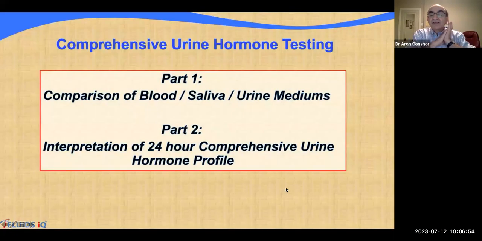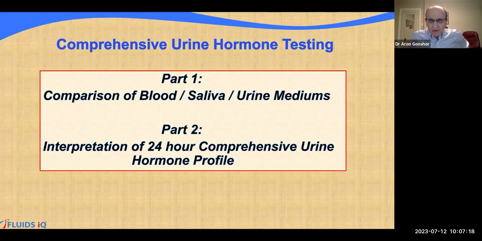The comparison of blood, saliva, urine. What are they as various mediums, looking at what their advantages and disadvantages are. And we'll delve into the whole idea of urine. And in the second part, which I think is coming up sometime in the middle of August, we're actually going to do an interpretation of 24-hour comprehensive urine hormone profiles.